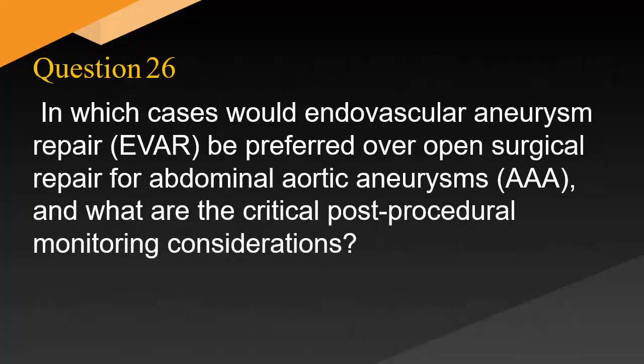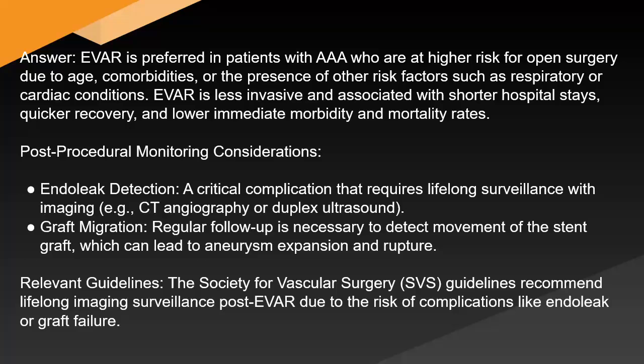In which cases would endovascular aneurysm repair (EVAR) be preferred over open surgical repair for abdominal aortic aneurysms (AAA), and what are the critical post-procedural monitoring considerations? Answer: EVAR is preferred in patients with AAA who are at higher risk for open surgery due to age, comorbidities, or the presence of other risk factors such as respiratory or cardiac conditions. EVAR is less invasive and associated with shorter hospital stays, quicker recovery, and lower immediate morbidity and mortality rates.